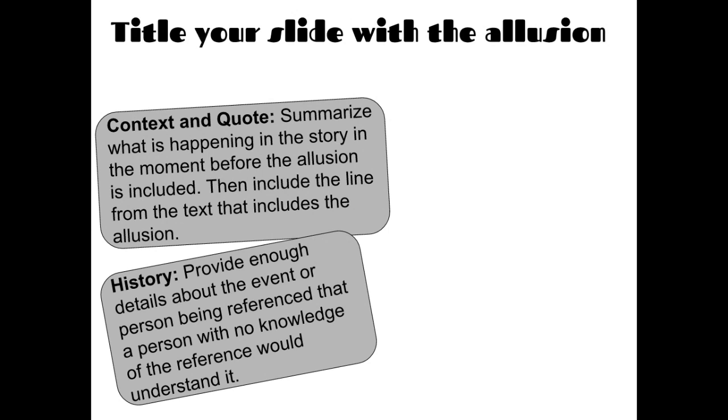All right, the next thing you need to include on your slide is the history. So you want to provide enough details about the event or person being referenced that a person with no knowledge of the reference would understand it. So again, you've already done this research. You looked up information for allusions in A Raisin in the Sun, as well as allusions in To Kill a Mockingbird. So go back to those capture sheets from both when you read and when you were viewing, and look at the research that you've already done.